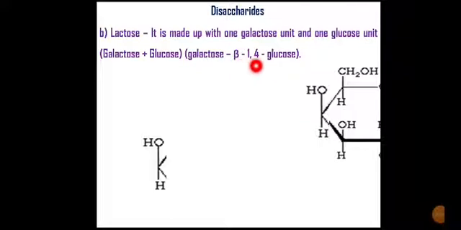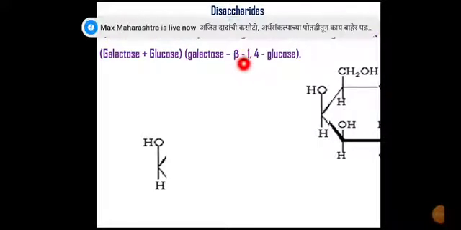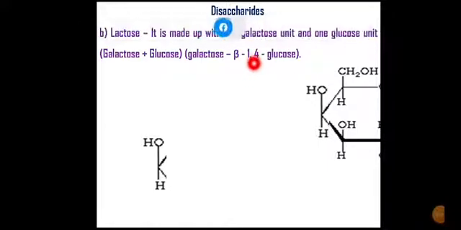As we have learned, this beta and 1,4 indicate the number of the carbon atom involved in the formation of this glycosidic bond. So carbon number 1 from galactose and carbon number 4 from glucose are involved in the formation of this linkage. This beta indicates the conformation, that is the position of hydrogen and hydroxyl group.